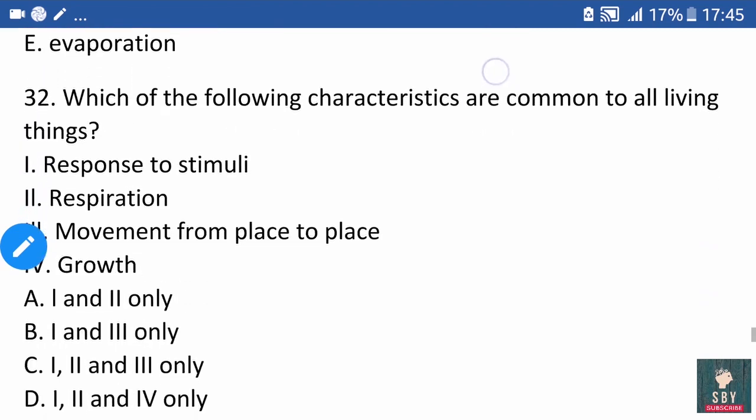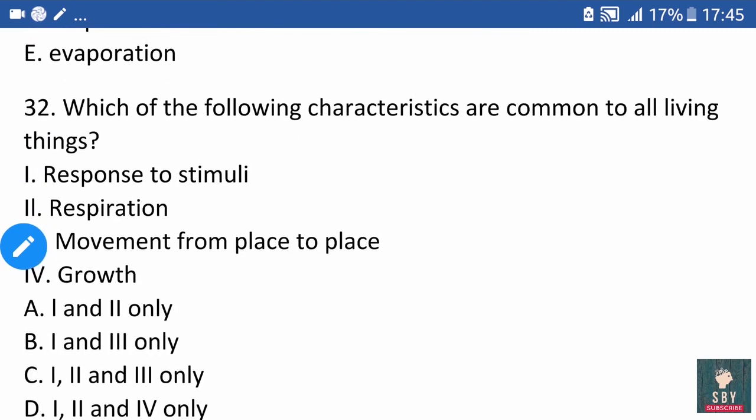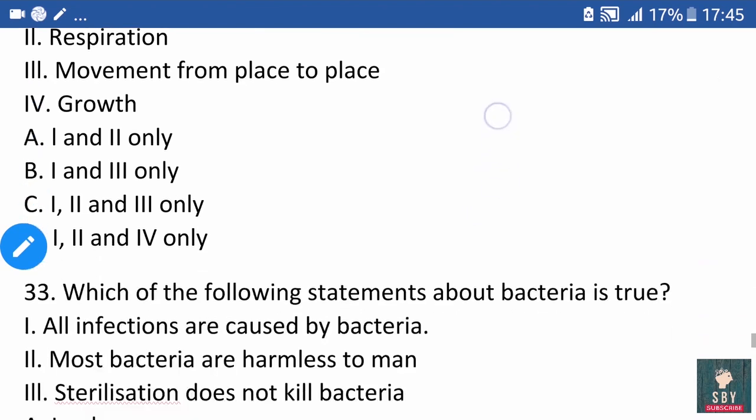32. Which of the following characteristics are common to all living things? Response to stimuli, yes. Respiration, yes. Movement from place to place, no. Plants do not move from place to place. Then IV, growth. All living things grow. So the answer is I, II and IV. So the answer is D.